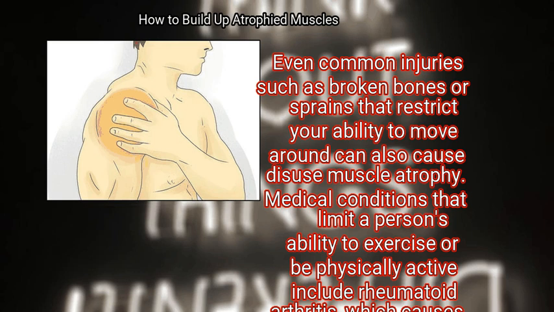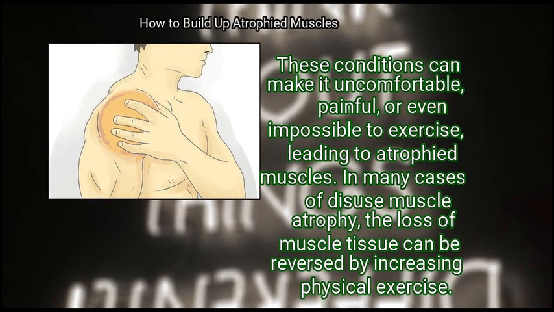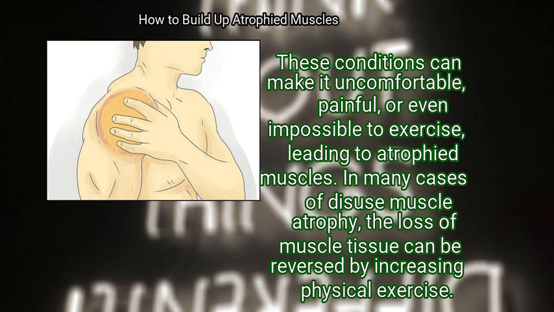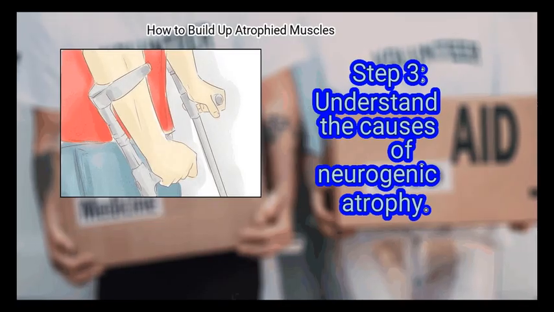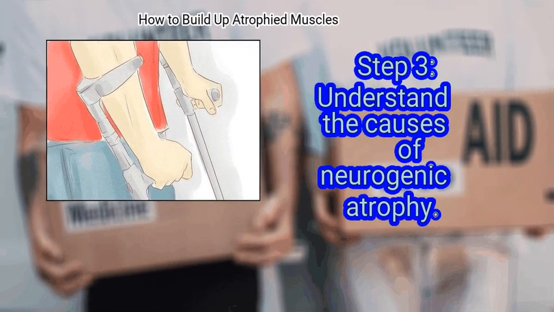joint inflammation, and osteoarthritis, which weakens the bones. These conditions can make it uncomfortable, painful, or even impossible to exercise, leading to atrophied muscles. In many cases of disuse muscle atrophy, the loss of muscle tissue can be reversed by increasing physical exercise.